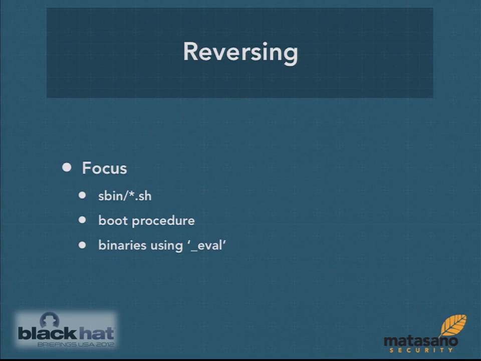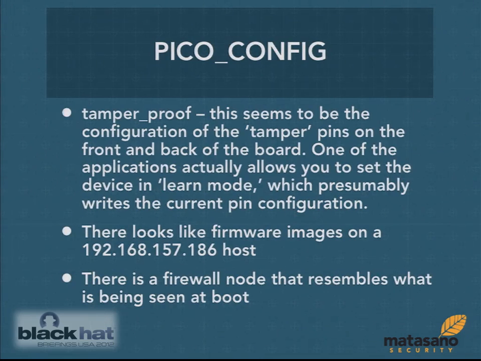So I started reversing the applications that were in here, and there were three main focuses of the reversing. First were these scripts that were in the sbin directory, which were part of the boot procedure, and I could relate the strings that were being printed out from there to the strings that existed in the scripts. And then I also found that a lot of these binaries were using eval, which you'll see later directly relates to the boot procedure and these scripts.